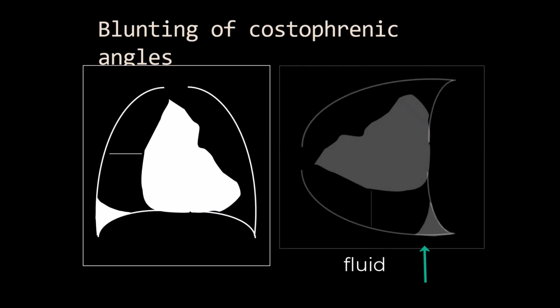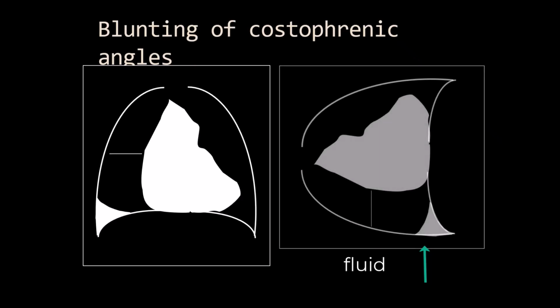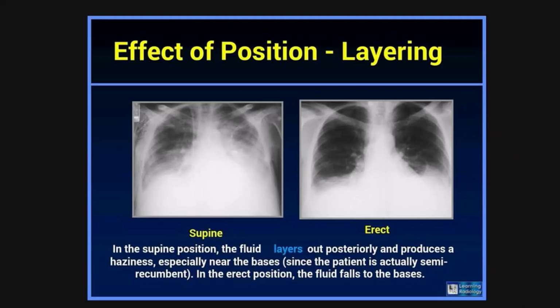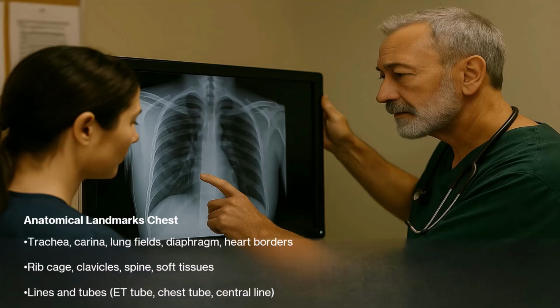We can put the patient in a decubitus view, and by leaving them for at least 5 minutes, we watch the fluid fall and the air rise, which gives us a different look at the air fluid levels. In the supine position, the fluid layers out posteriorly and produces a haziness, especially near the bases.